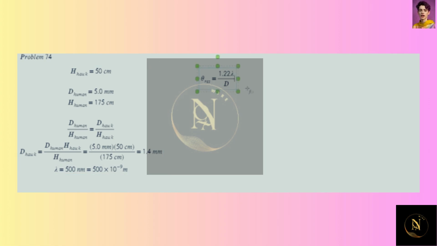Let's go ahead and plug everything in here. We have 1.22 times lambda, so this is the light coming in, over d, which is 1.4 millimeters. Now millimeters is 1.4 times 10 to the negative 3 meters. That way we could have meters cancel out with meters, and then we're going to have an angle here in radians. When we evaluate that, we got approximately 4.27 times 10 to the negative 4 radians.